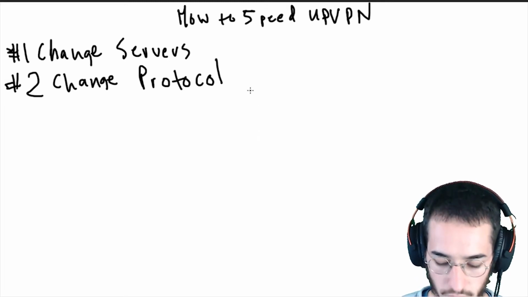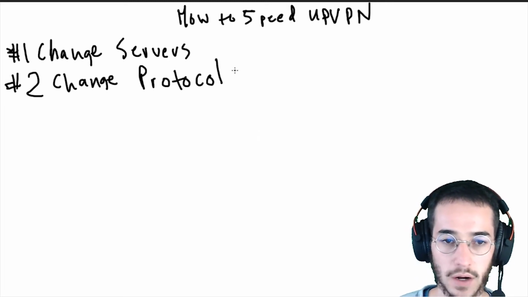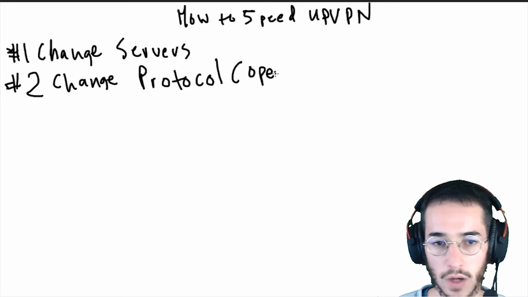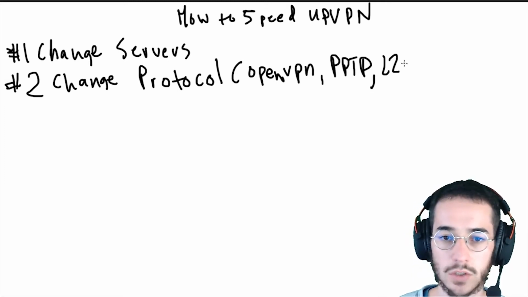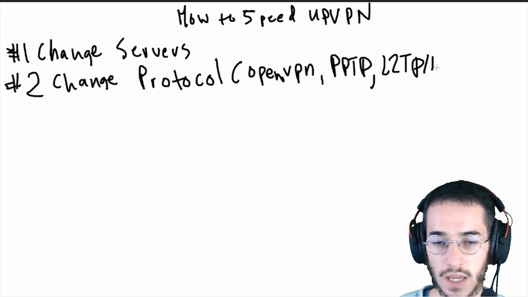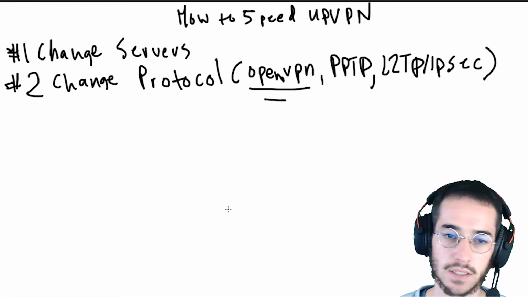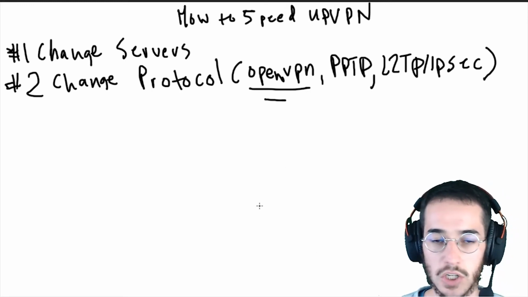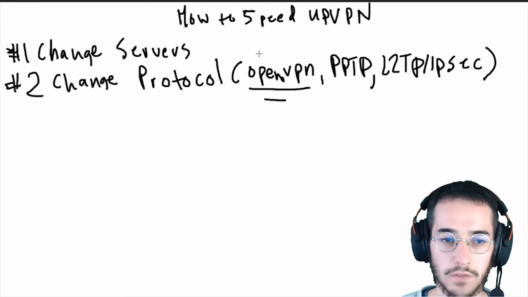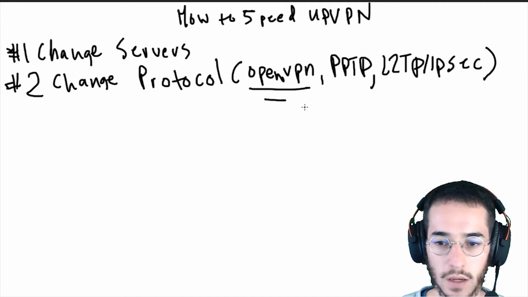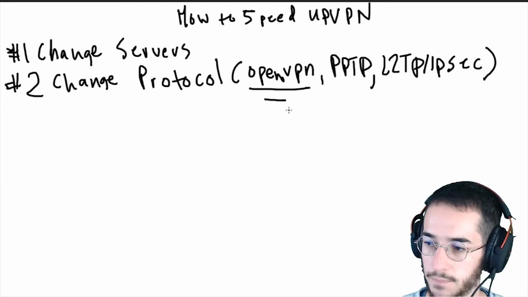And the more control you have over your VPN and how it performs, the better you're going to be able to use your VPN. So when I talk about protocols, I'm talking about OpenVPN, I'm talking about PPTP, I'm talking about L2TP/IPsec. Now, OpenVPN is going to be the fastest, most reliable, pretty much the newest protocol to use. So if you have the option of picking OpenVPN, I would pick OpenVPN.